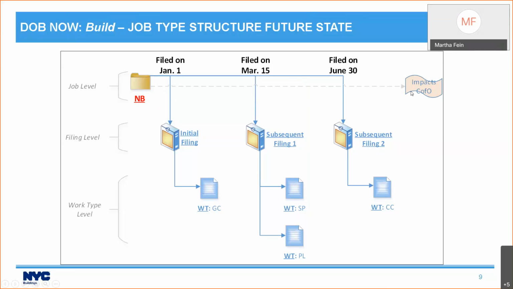And there will only ever be one certificate of occupancy for a building, and we'll talk about that in a bit. So what that means is that rather than getting a separate letter of completion for each filing, the filings are all going to impact the certificate of occupancy, and the certificate of occupancy will simply be updated as each filing is complete.